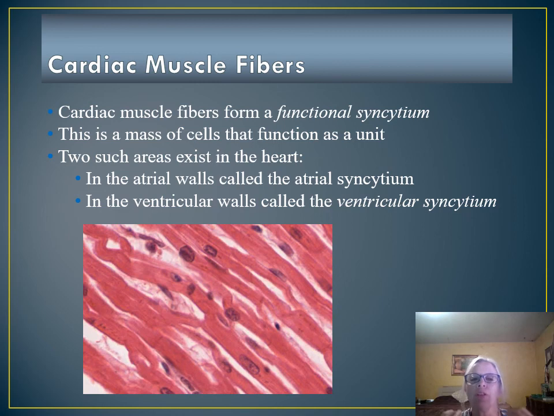And they do this through what we call the intercalated discs and synaptic transmission because of those intercalated discs. You may remember those from Anatomy and Physiology 1, and you can actually see one of those right here. It's a little hard to see in that picture, but there's one there. They look kind of like a little jagged line. So the functional syncytium is a mass of cells that function together as a unit. And we can divide this into 2 areas. In the atrial walls, we call this the atrial syncytium, and in the ventricular walls, of course, the ventricular syncytium.